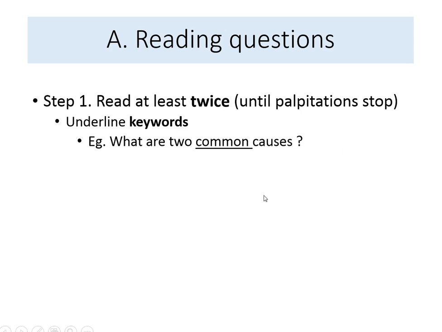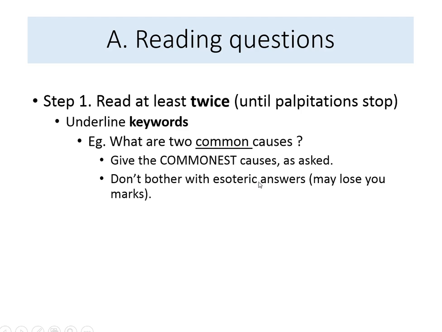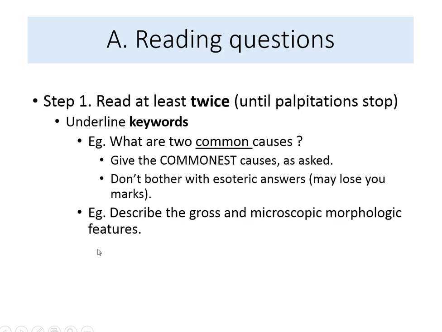Now, the key word here is actually common, because we're not asking you for rare things or esoteric things that are on page 2005 of a textbook. We're asking you for common things. So give the commonest causes as asked. This will give you the full marks. Don't bother with the esoteric answers. You will definitely lose marks for this, so you will be given less than the full mark.